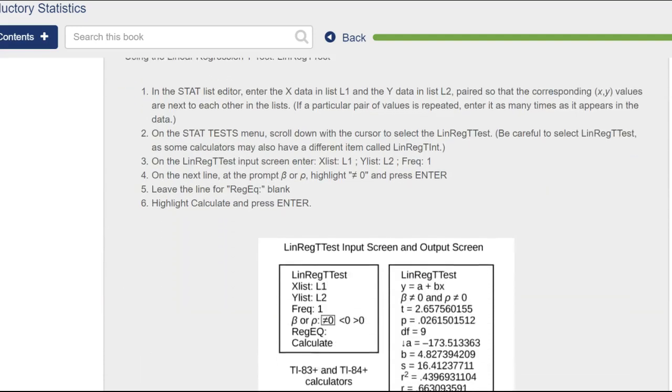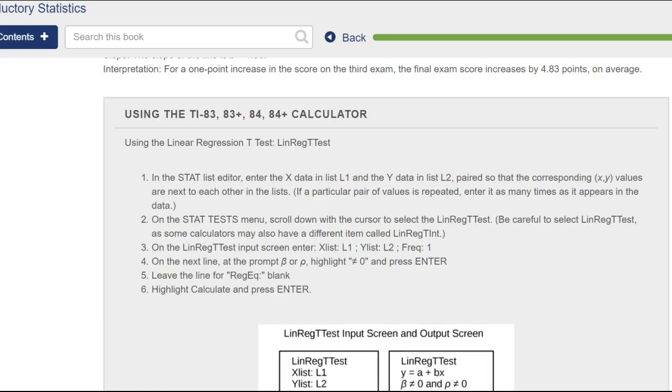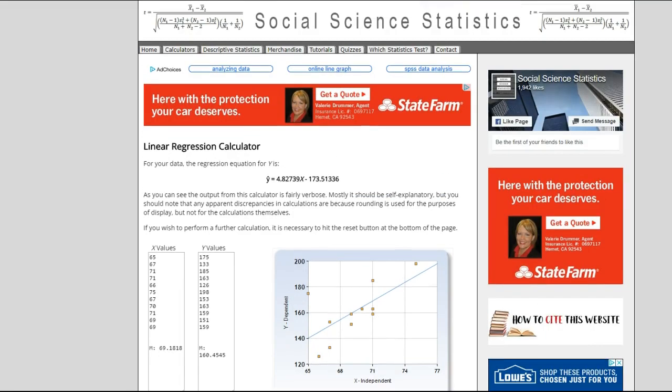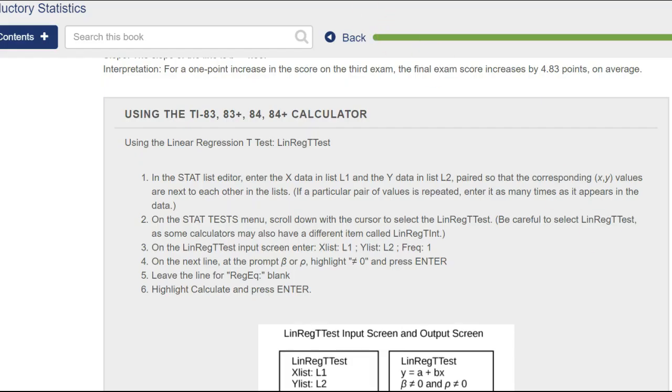Okay, so I am going to go ahead and show you how to do this on the TI-84 calculator. If you're using the web, I highly recommend using the social science statistics calculator for linear regression. I will put this up there in our Canvas area so you don't have to go searching for it all over the place. But let's try it with our TI-84.